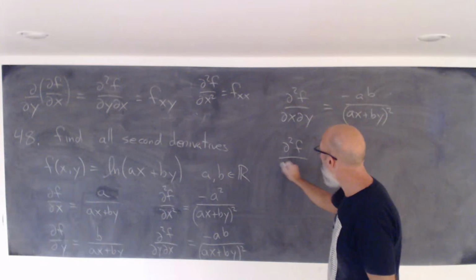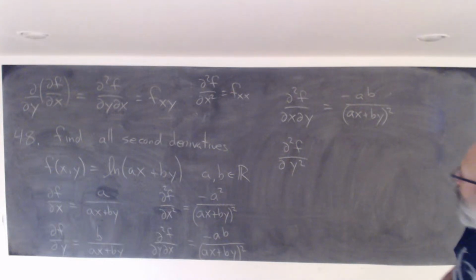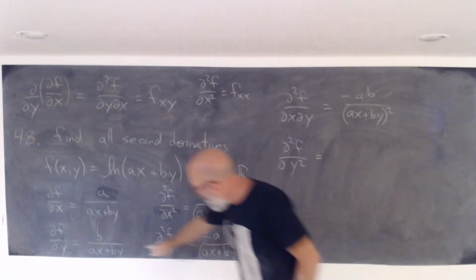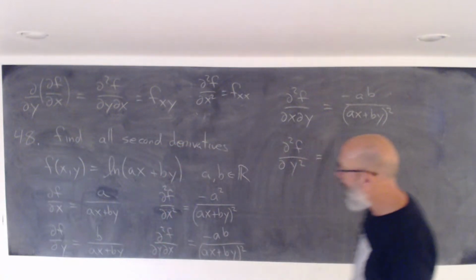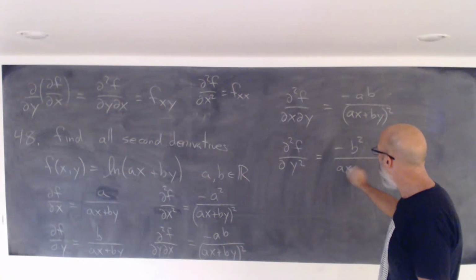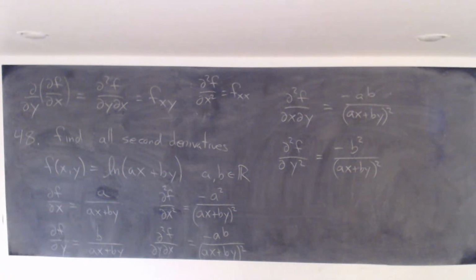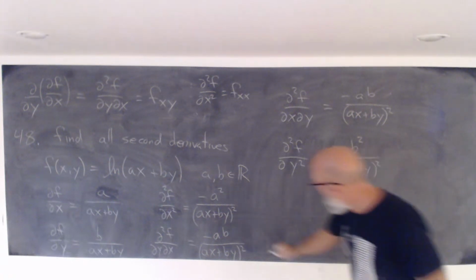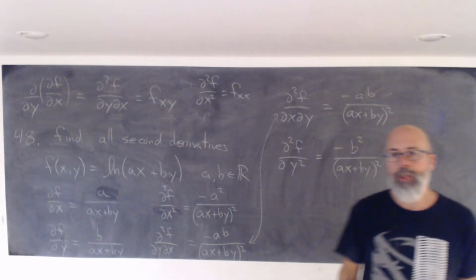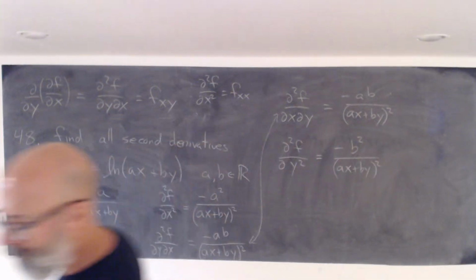And finally, d squared f by dy squared. So the derivative of this with respect to y, which is easily seen to be negative b squared over ax plus by, all squared. And wouldn't you know it, again, these two things are the same. Well, that's just two examples.